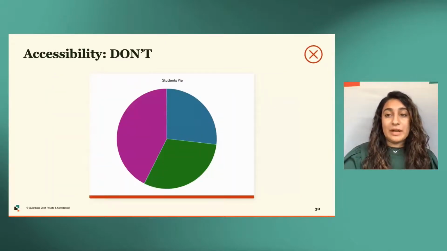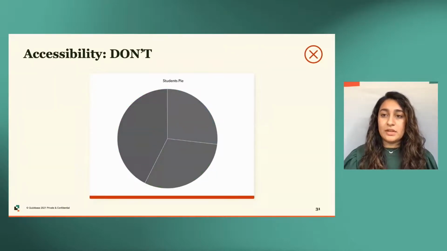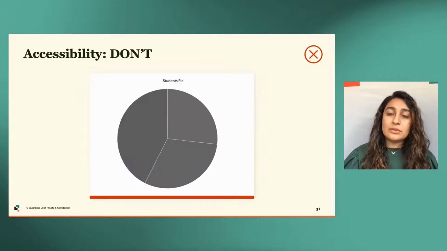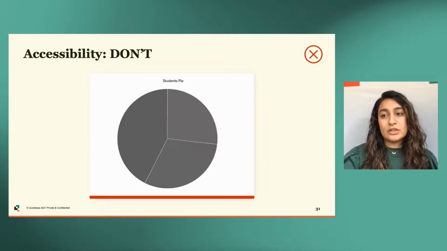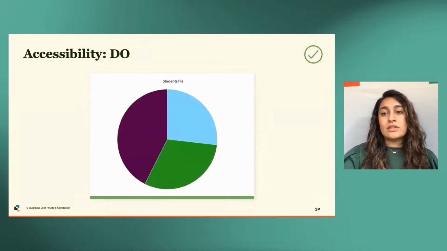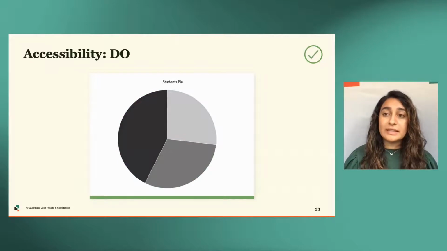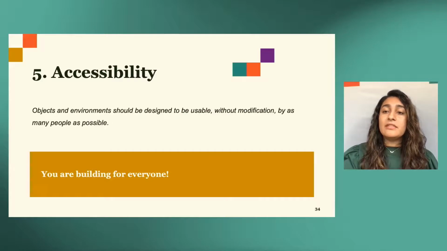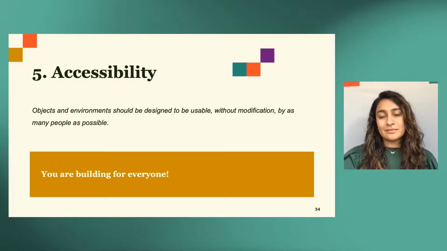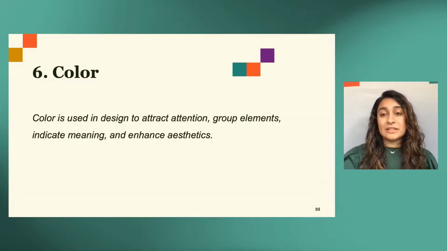Here's another example on a pie chart. With color blindness, all the sections of the pie chart look the same, so they wouldn't be necessarily able to match what colors from the chart go with the colors on the legend. So instead, here's a better example with some more color contrast between. And someone with color blindness would still be able to differentiate the sections of the pie chart. The benefit of knowing the principle of accessibility is that you're building apps that are usable by everyone, including those with diverse abilities. The next principle is color.